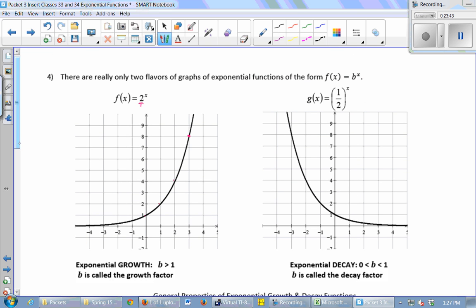And then you have decay when the base is between 0 and 1. So in this case, my base is a half, right? So I actually am getting smaller. When you're going to repeatedly multiply by a half, things are going to get smaller. Right? So that happens when B is between 0 and 1, and we call B the decay factor.